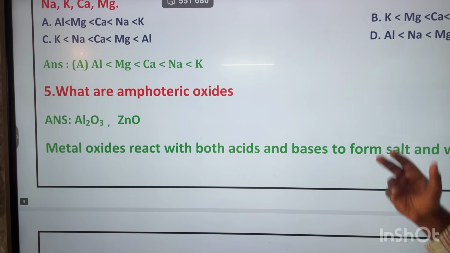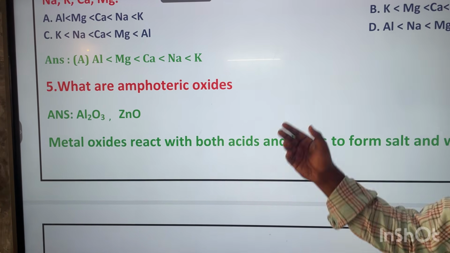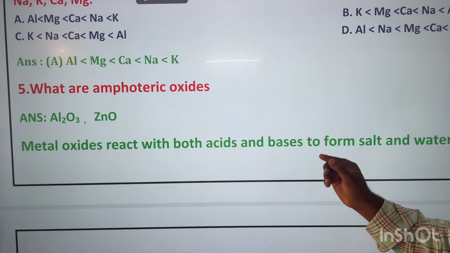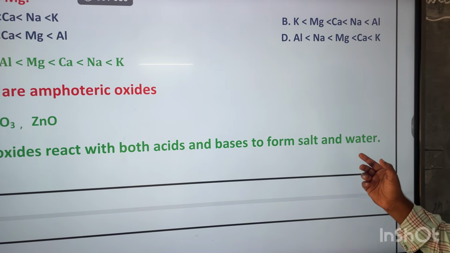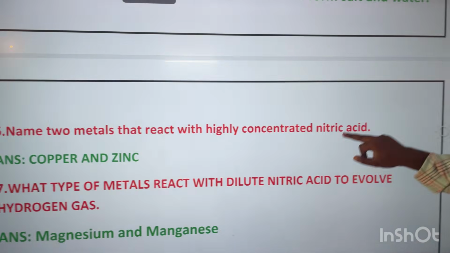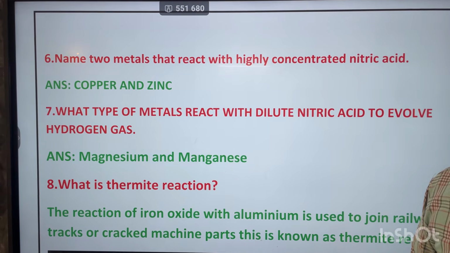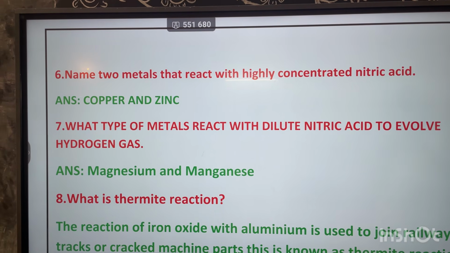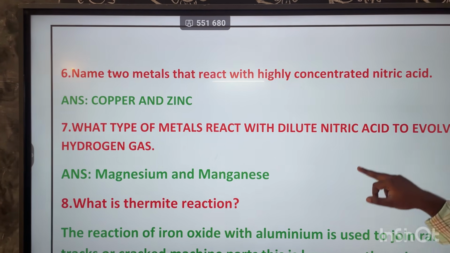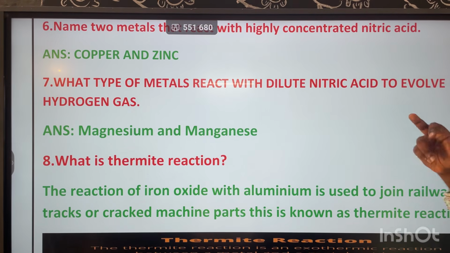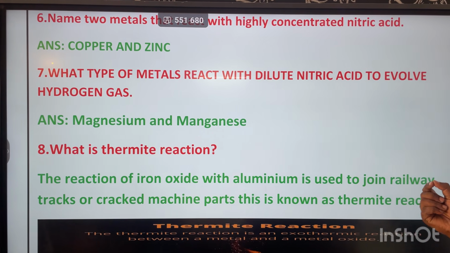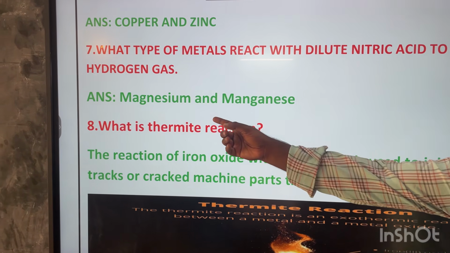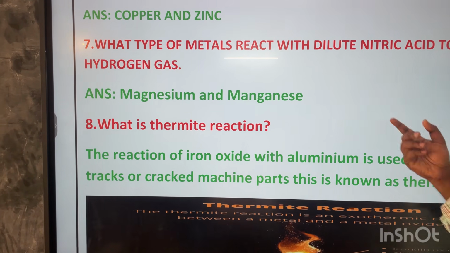Next: what are amphoteric oxides? Already we told: aluminum oxide, zinc oxide. Definition: metal oxides that react with both acid and base to form a salt and water. Next question: name two metals that react with highly concentrated nitric acid: copper and zinc. Next question: which metals react with dilute nitric acid to evolve hydrogen gas? This is the answer: magnesium and manganese.